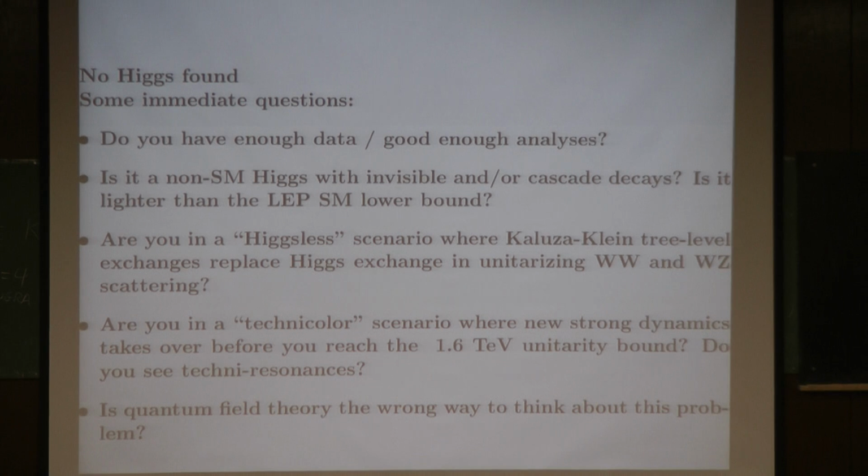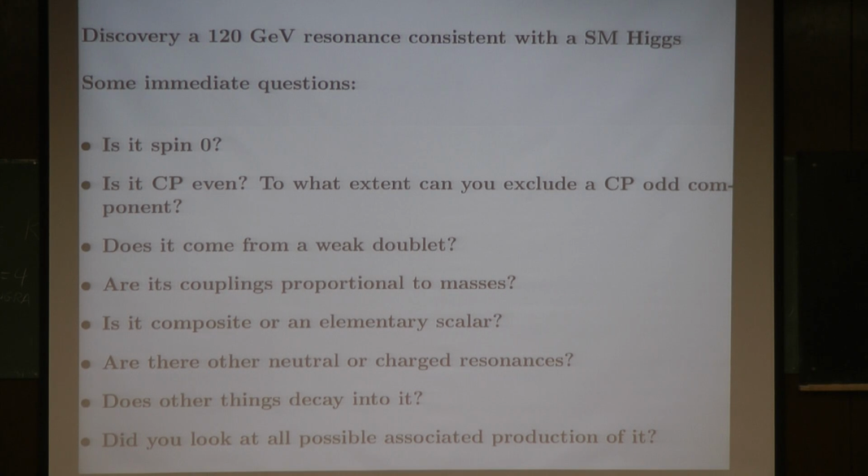So what I wanted to say here is that I'm going to assume now that we have a discovery of an approximately 120 GeV resonance. The immediate question is therefore, other than is it 1 or 2 or 3, which makes a difference, but all right, we can do it: is it spin 0? Is it CP even? To what extent can you exclude a CP odd component?